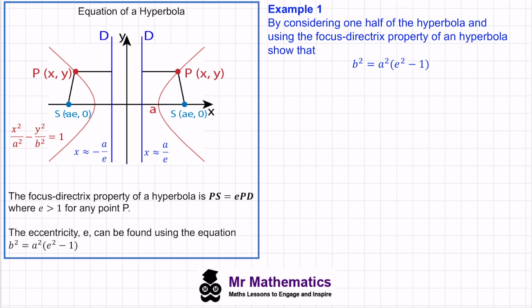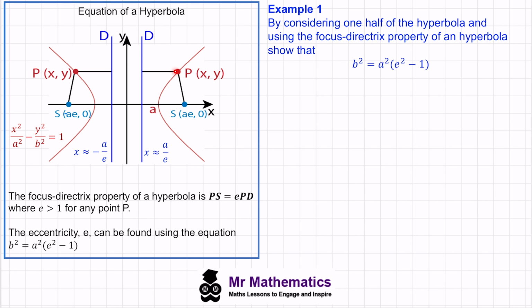Hello everybody. So in this video, we're going to look at the eccentricity of a hyperbola. So we have our hyperbola here and the negative side here. And from the hyperbola, we can have a point. And this point has coordinates x and y. And we can connect this point to the focus point with the coordinates ae, 0.